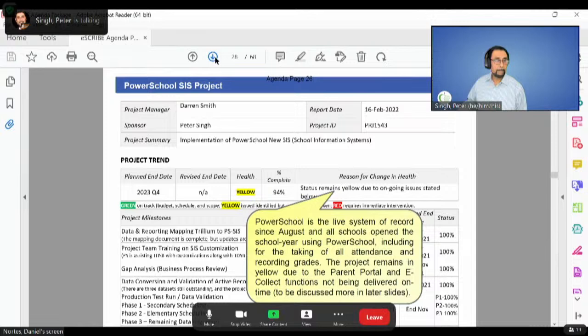The project remains yellow because there are two pieces still due: the parent portal and the e-collect forms functionality that needs to be taken care of. Next slide, please.